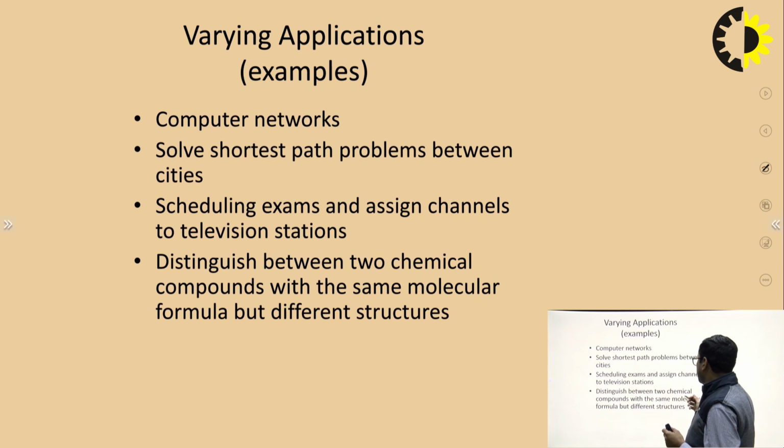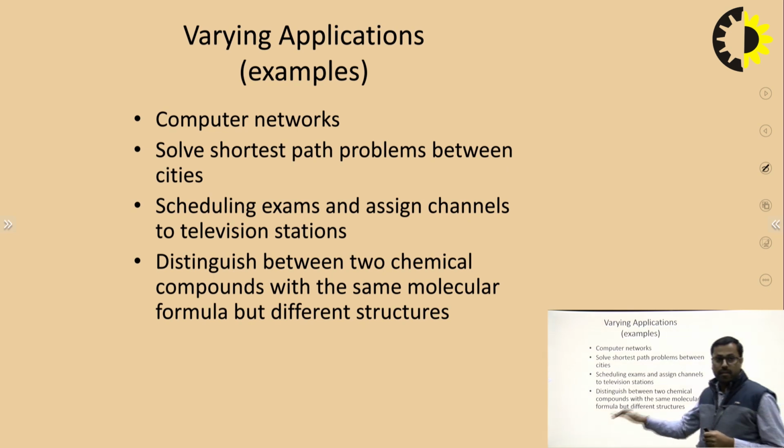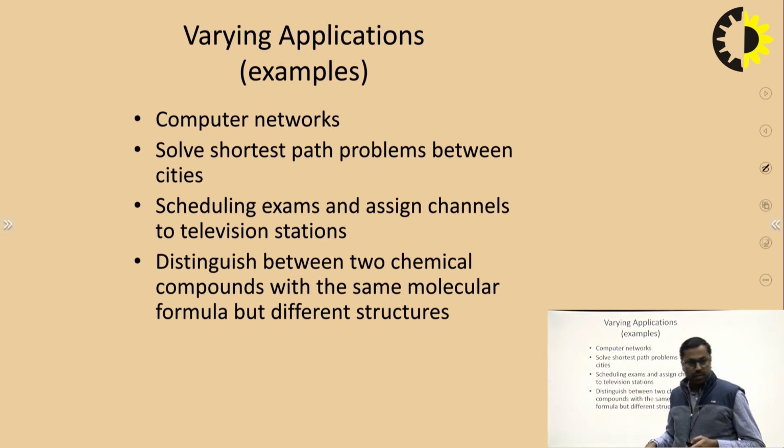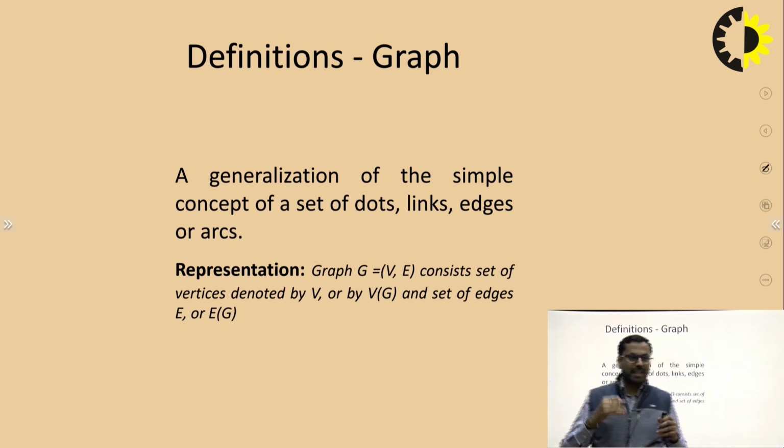Distinguishing between two chemical compounds with the same molecular formula but different structure. It is also used in chemistry for chemical compounds. What is the definition of the graph? It is very important to know, basically for starting the lecture, what is the graph.